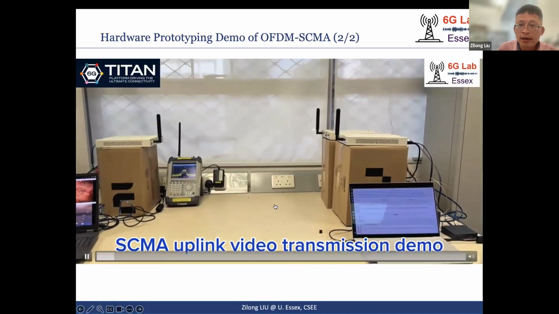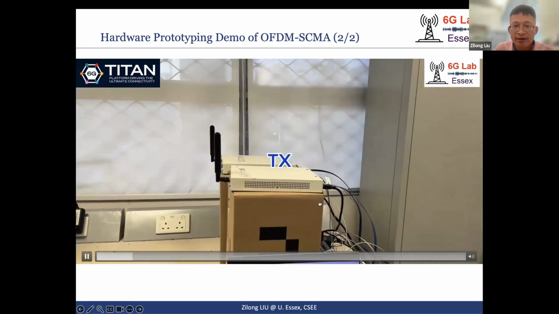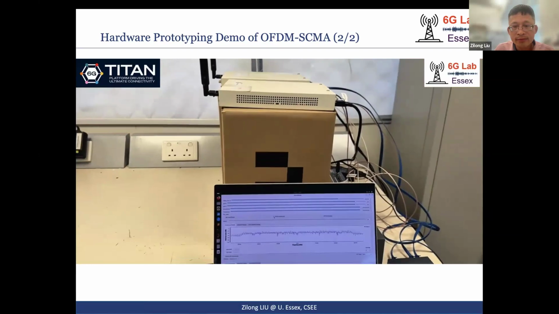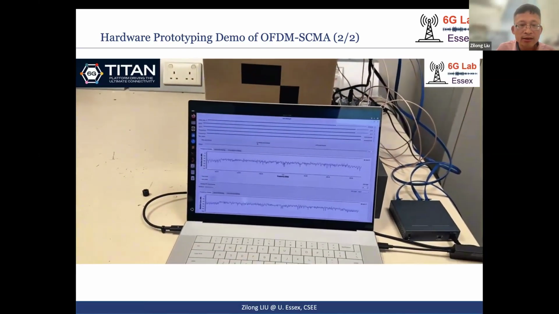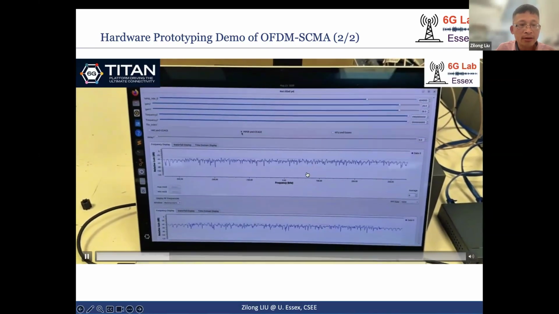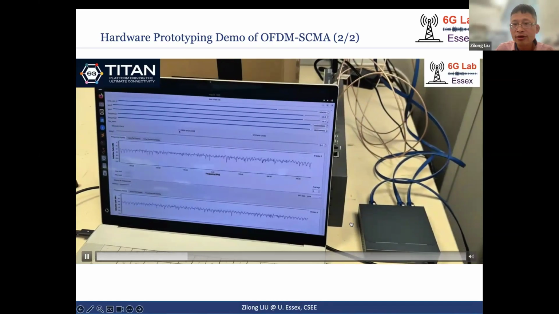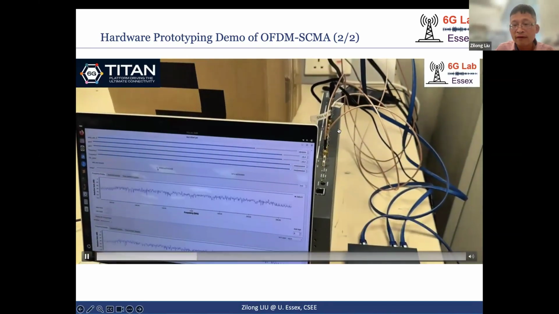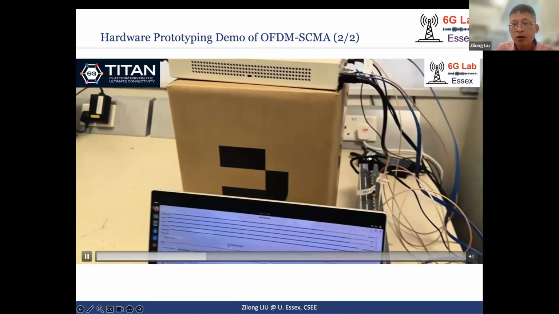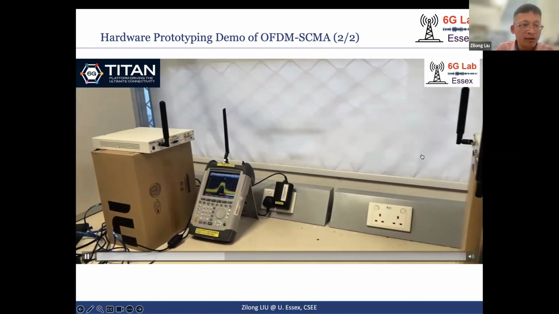So here is our transmitter side. Now you can see the baseband spectrum. Now you can see all the cable connections. We have a Usenet external clock to synchronize the clock of these two USRPs.